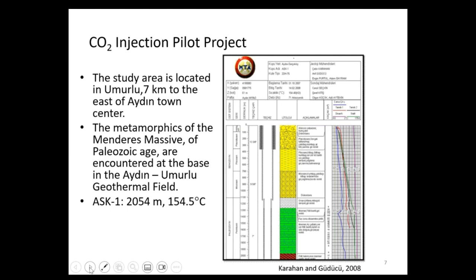The Umurlu field's discovery well is SAK1. The reservoir section entrance is at 2,054 meters. Of course, it's a very long reservoir section, but the first main flow is at 2,054 meters, and the temperature at the reservoir is 154.5 degrees Celsius. You can see the stratigraphy of the well, the well design and the casing design, and maybe it's not very clear, the production, injection, temperature, and pressure profile also.